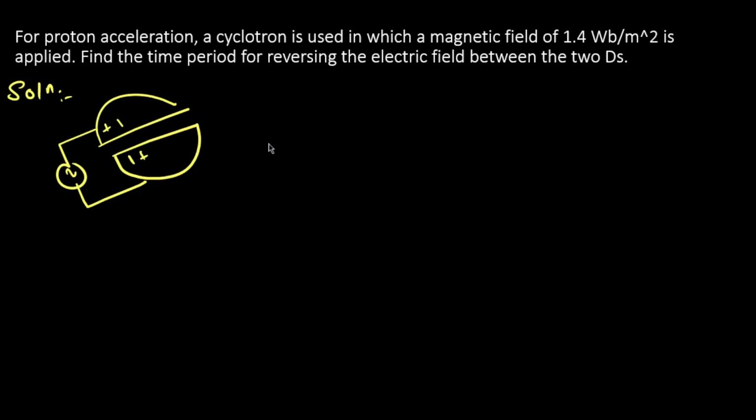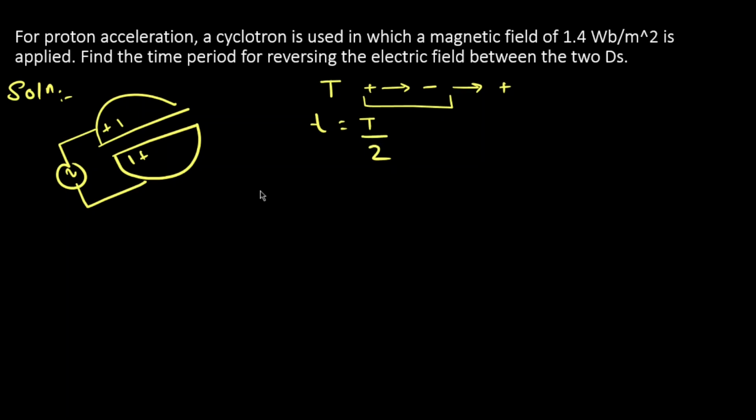We need to calculate the time in order to change this plus to this minus, which implies in one time period, that is in one revolution of proton from this D to this D and again back to this D, the polarity changes twice, that is from plus to minus and then again from minus to plus. We need to calculate the time which will be required to just change the polarity once. So that time will be T by 2.